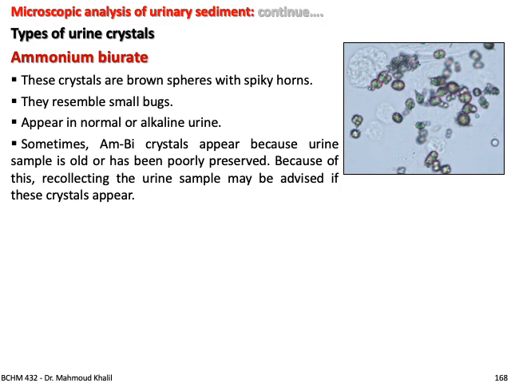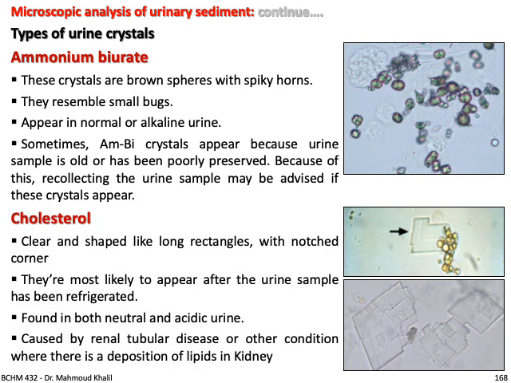Ammonium biurate crystals, as you can see from the figure, are brown spheres with spiky horns. They resemble small bugs and appear in normal or alkaline urine. Sometimes these crystals appear because the urine sample is old, not freshly prepared, and has been poorly preserved. Because of this, recollecting the urine sample may be advised to do another test.